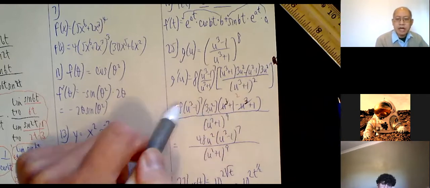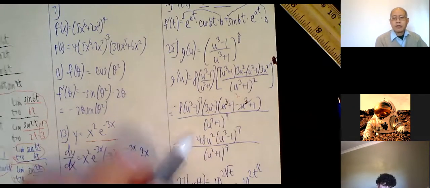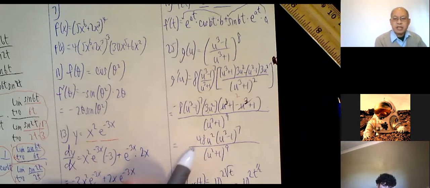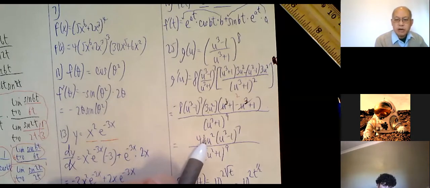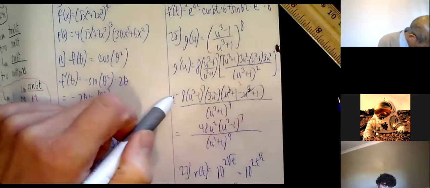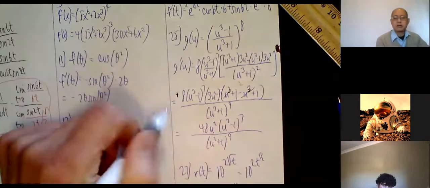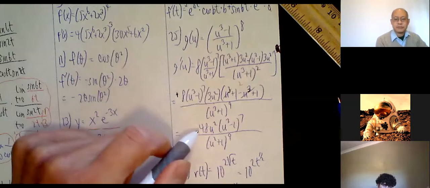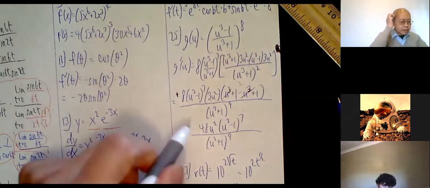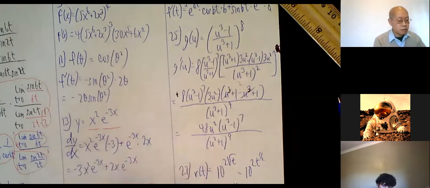2 times 3 times 8. 2 times 3 is 6. 6 times 8 is 48. So final answer is 48 u squared, u cubed minus 1 to the 7th, all over u cubed plus 1 to the 9th power. And I think that's just a smudge there. So maybe I'll change it into a plus, just so there's no confusion there. All right, so that's it for that one.